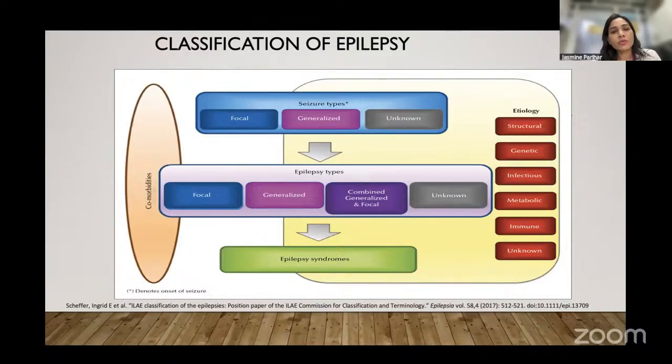It will be easier for me to follow up. I can tell her to come after 6 months or to come after 2 months. I can predict whether she will respond to one anti-seizure medicine or whether she might require multiple anti-seizure medicines.